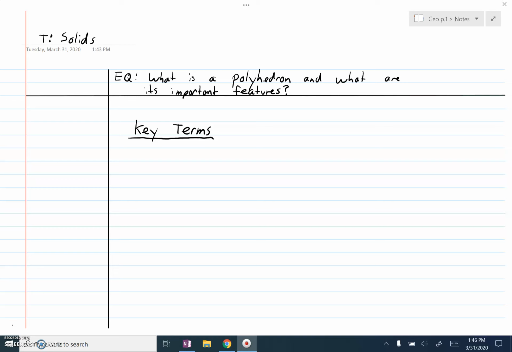You'll notice the next unit we're talking about is solids, so we're going to look at 3D shapes. The essential question is, what is a polyhedron and what are its important features? So we're looking at what a polyhedron is and things about it.